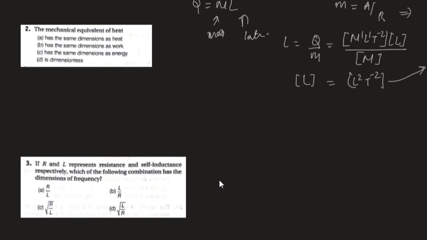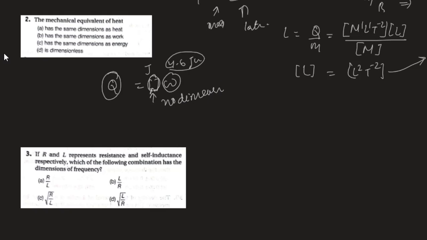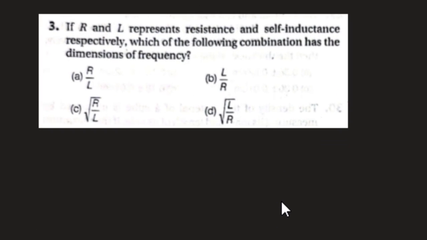Now next, move to the second question. In the second question, the mechanical equivalent of heat is given. What is the mechanical equivalent of heat? We know the mechanical equivalent of heat and work has only a constant, J, which we also know as 4.2 joule per calorie. It is a constant value, right? The value is a constant, and we know the dimensions of Q and W are the same. Hence the mechanical equivalent of heat has no dimension. So the correct answer is no dimension. It is dimensionless.